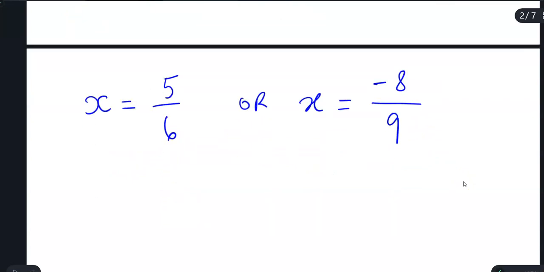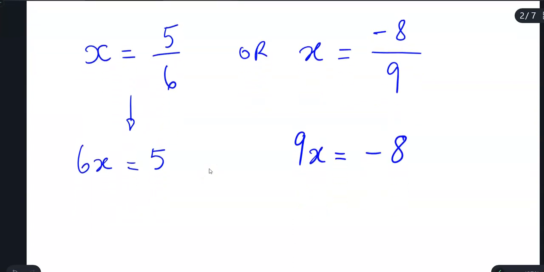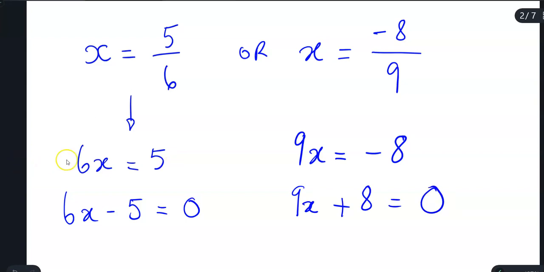So what you do is you convert this into an equation. You convert it into 6x equal to 5, so you multiply 6 over to the other side of this equation. And here you have 9x equal to negative 8. Okay, so solve for this by bringing all of this over to one side of the equation, let it equal to 0. You move this over to this side, it will be 6x minus 5. You move this to this side, it will be 9x plus 8, both equal to 0.